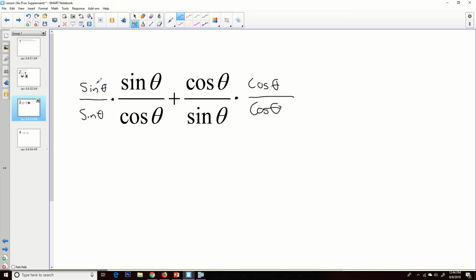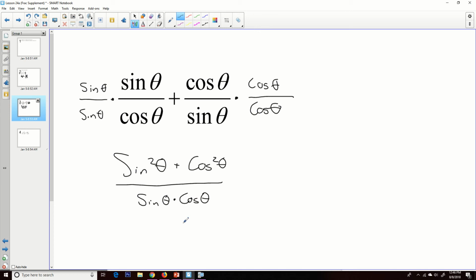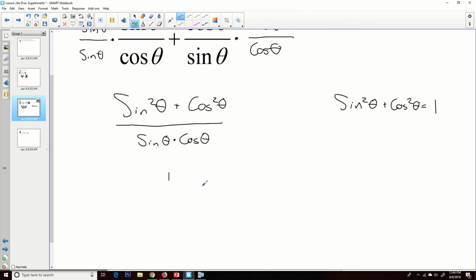And so we remember that sine times sine would be sine squared theta, and that cosine theta times cosine theta is cosine squared theta. And I'm going to leave this unmultiplied in the bottom just for a second. Sine theta times cosine theta. Now we remember our trig identity cheat sheet that says sine squared theta plus cosine squared theta is equal to 1. And so I can make that substitution and go sine theta times cosine theta.